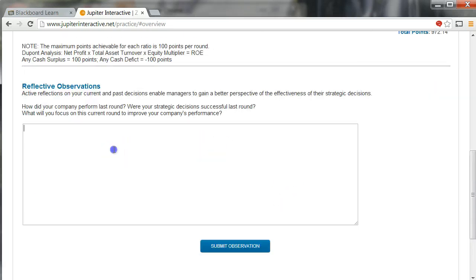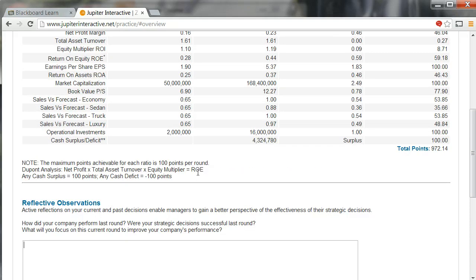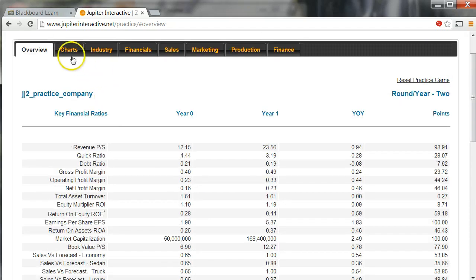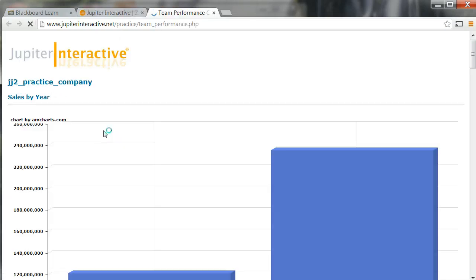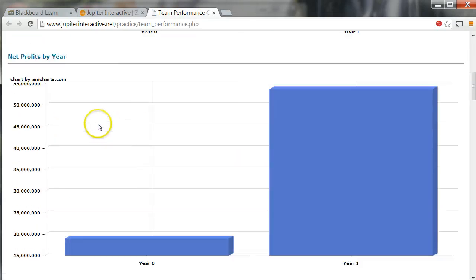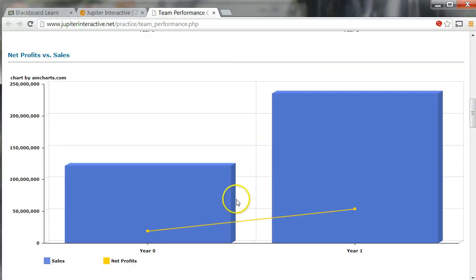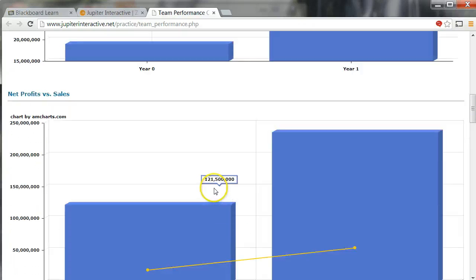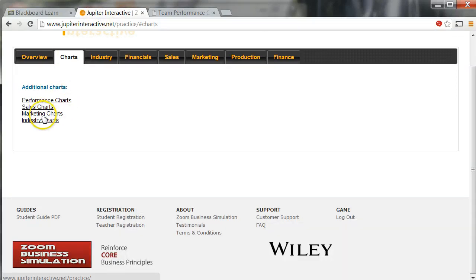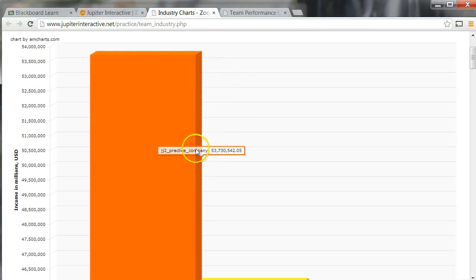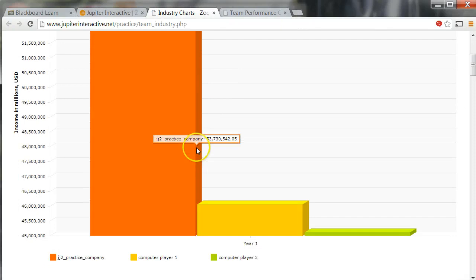So here's a reflective observation where I write up how did I do last round and what am I going to change next round moving forward. And I can actually, there's a bunch of charts that I could look at to look at my performance and to see how I did between, this is net profits for the company, year 0, year 1. So these are the individual. And go back, let's look at the industry charts, me against the computer players.